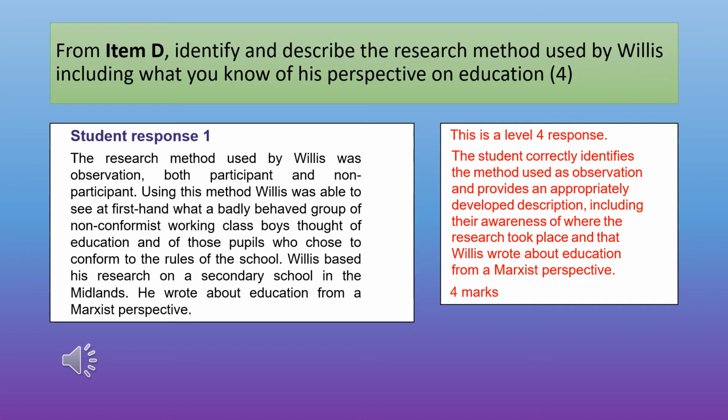This student response is a clear 4 marks, really well structured, really well put together. It starts off by stating what the method is in full, and shows exactly what Willis could gain from using that method when he talks about first-hand, badly behaved group and non-conformist working class boys. So it throws all the key words in there, really showing off that knowledge. Willis then wrote about education from a Marxist perspective. That last sentence is the one which puts the key marks in there.